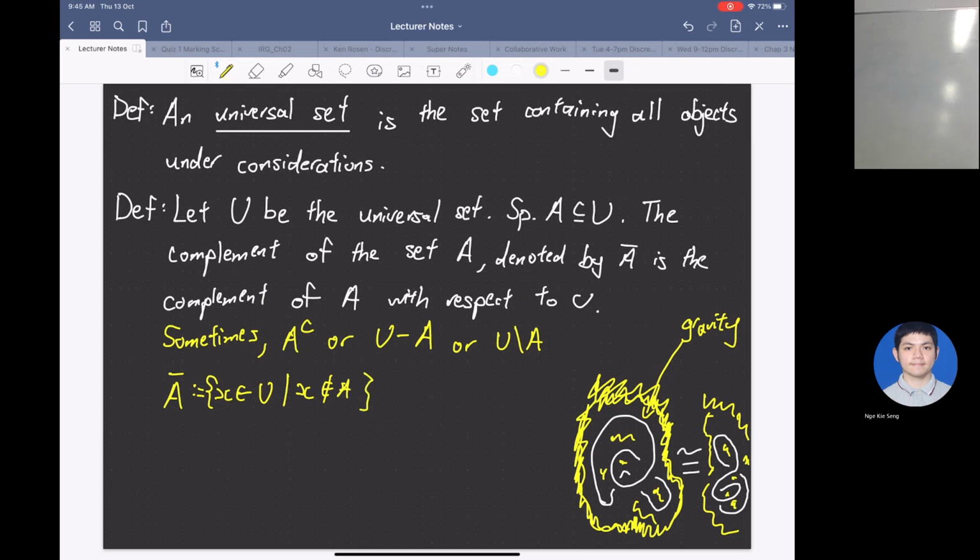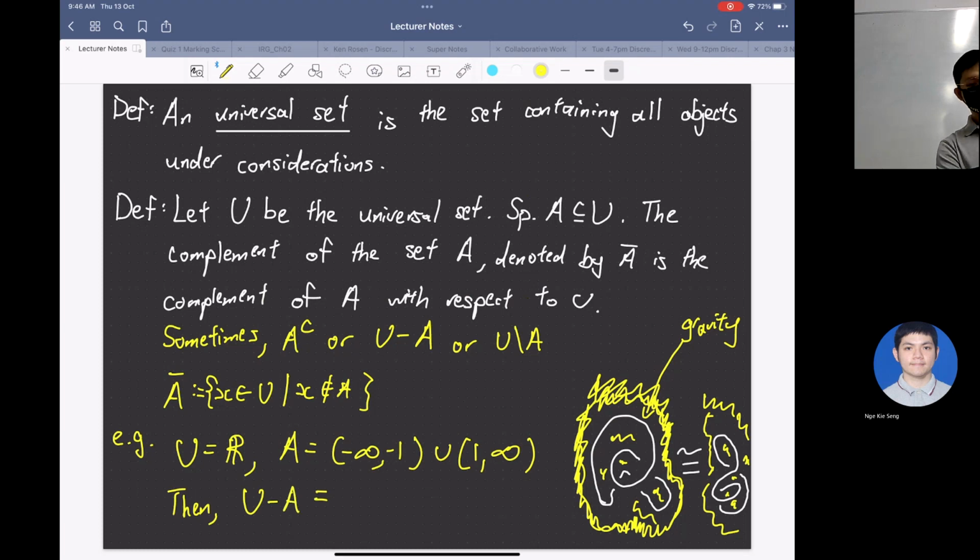Okay. For example, we have U equals R. And then let's look at this set here. The open interval from negative infinity to negative 1, union 1 to infinity. Okay. Then what is U slash A? Negative 1 to 1, closed interval or open interval? Closed. Yep. Okay, I think very good.